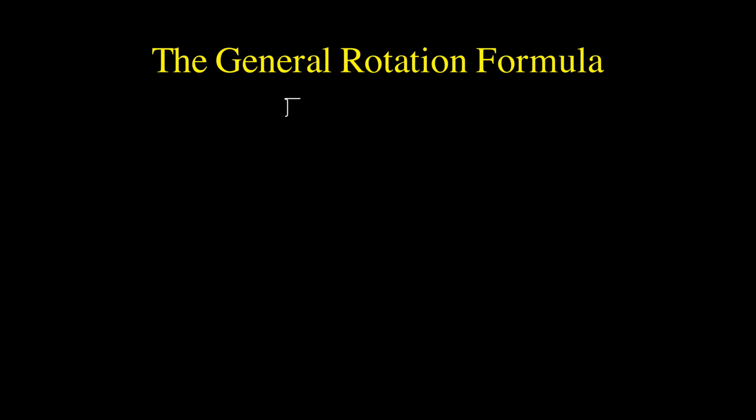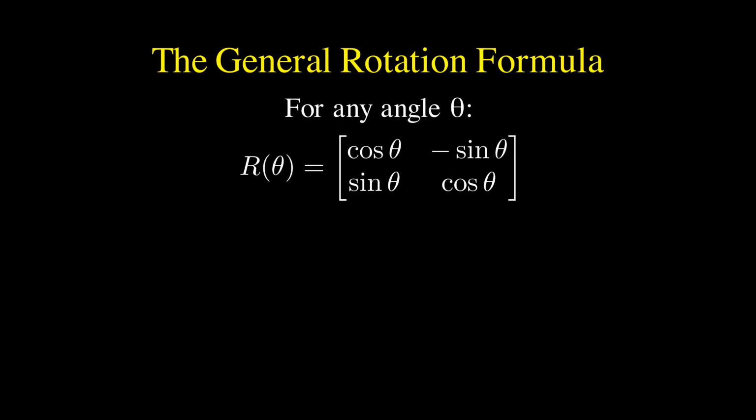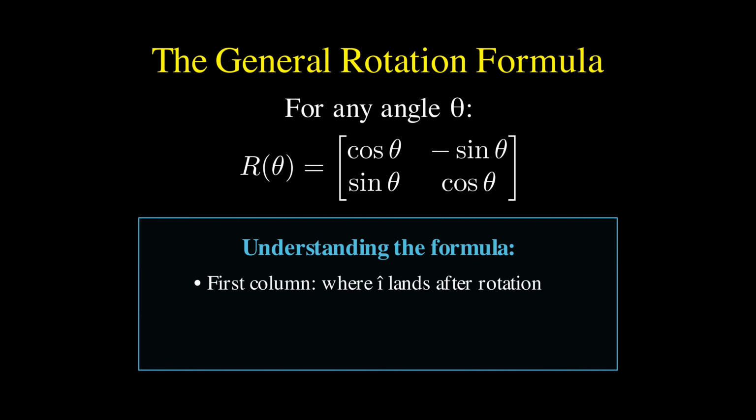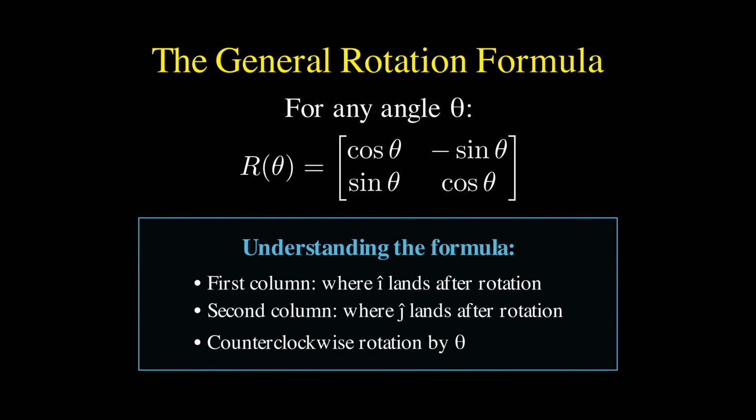The general formula for a rotation by any angle theta is a matrix with cosine theta in the top left, negative sine theta in the top right, sine theta in the bottom left, and cosine theta in the bottom right. This formula captures exactly where the basis vectors land after rotation. And because matrix multiplication is linear, it tells us where every vector in the plane will end up.